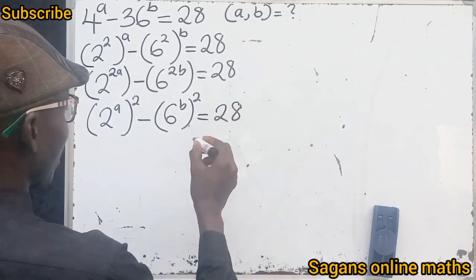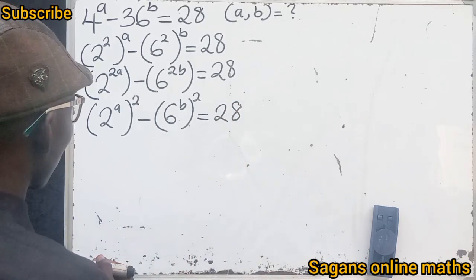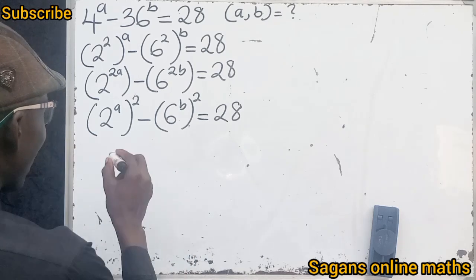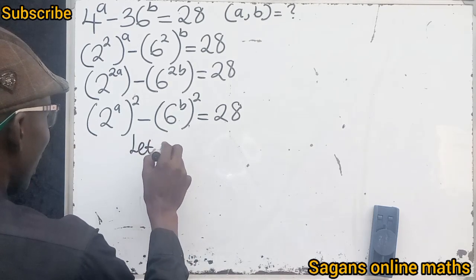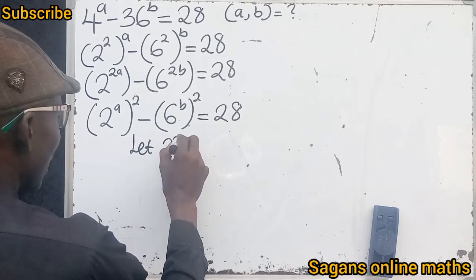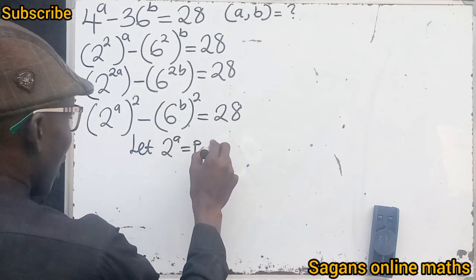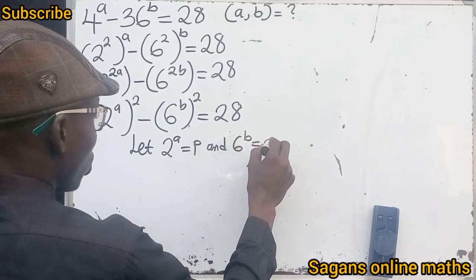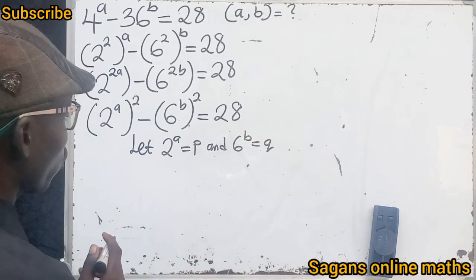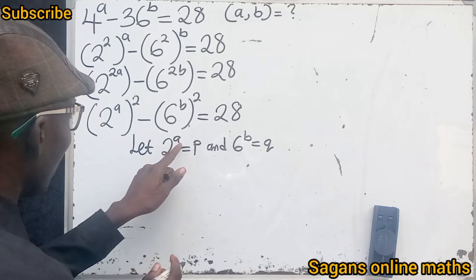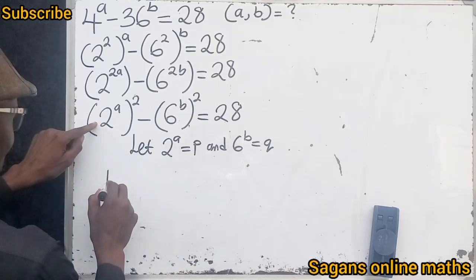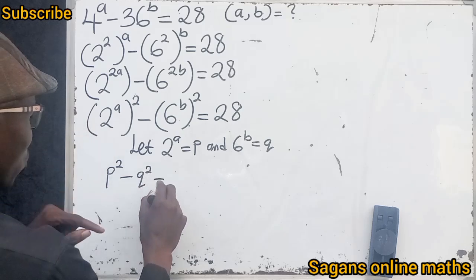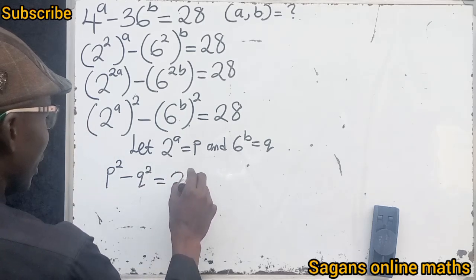Now let's look at what we can do here. You can observe that we have a difference of two squares here. So we can say, let 2 raised to the power of a equal p, and 6 raised to the power of b equal q, so that it can be very simple. Now in place of 2 raised to the power of a, let's put p. So then that becomes p squared minus q squared equals 28.